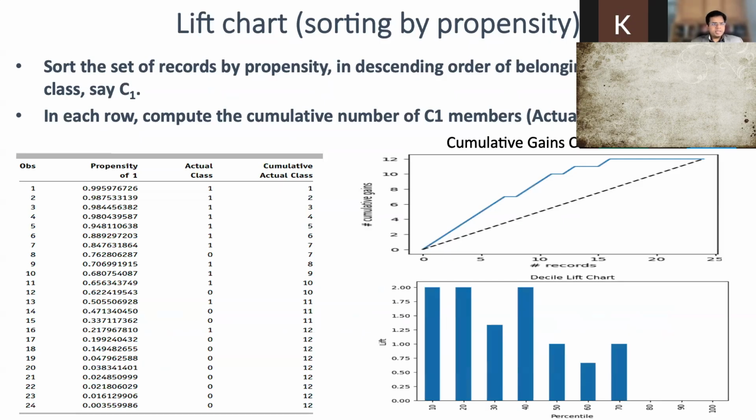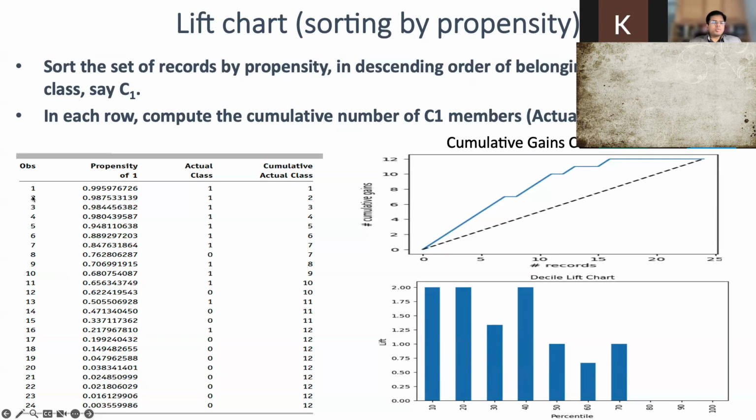Again, this is a program that also exists in your reading, and there's a video that shows you how it is done. So when you are creating a lift chart, you sort the data by propensity in decreasing order of belonging to an important class, like a fraud or a churner. And then for each row you compute the cumulative number of the class membership. So this is the way it works. Basically, your propensity of somebody being in that class is put in descending order, and then you see what actually the class was. And there are two possibilities, 0 or 1. 1 is a churner, for example, and 0 is not a churner.